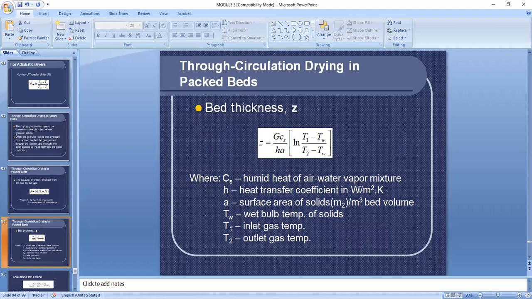Then H is the heat transfer coefficient. The small a is the surface area of the solids, again per cubic meter of bed volume. The wet bulb temperature is T sub W, and T sub 1 and T sub 2 are the inlet and outlet gas temperature or air temperature. Notice in here, in Geankoplis, it does not place A in the subscript of the T's anymore. So it's simply 1 and 2, understood to be referring to the temperature of the drying medium.